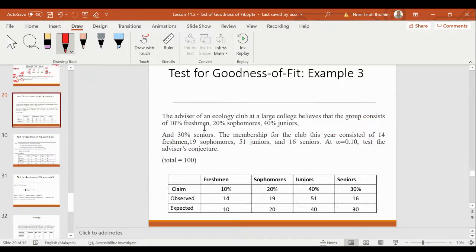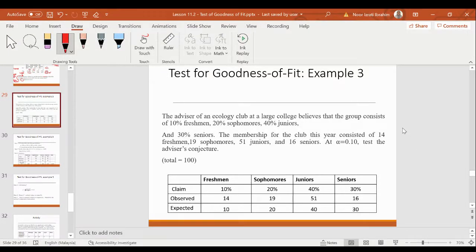Let us look at this example. The advisor of the Ecology Club at a large college believes that the group consists of 10% freshmen, 20% sophomores, 40% juniors, and 30% seniors. So how many categories do we have here? We have 4 categories with the percentage given as the claim. And we are also given the frequency of each category: 14, 19, 51, 16.